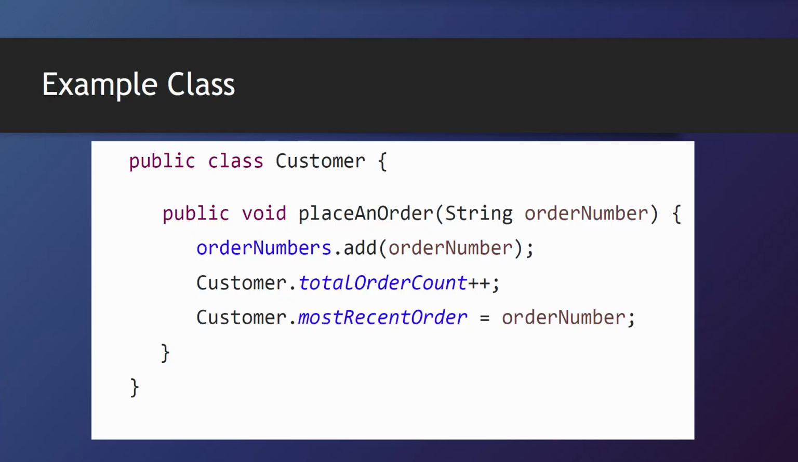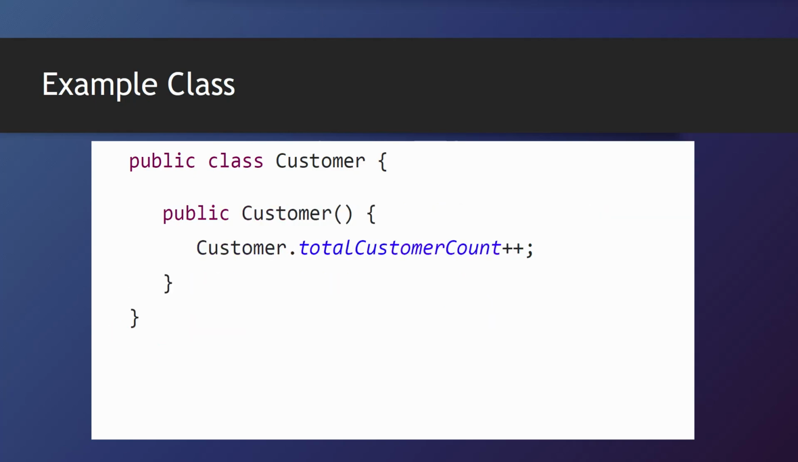Here's an example of when a static variable might be updated in an instance method. Let's look again at our placeOrder method. When an individual customer places an order, we want to add that order to the customer's list, meaning we update the customer's instance data. That's what we saw in this method previously. But now that we have our static variables, we also need to update those static variables that represent the order count and the most recent order. Similarly, in the constructor, when a new customer is created, we want to update the total customer count.